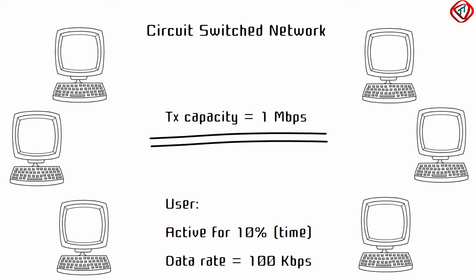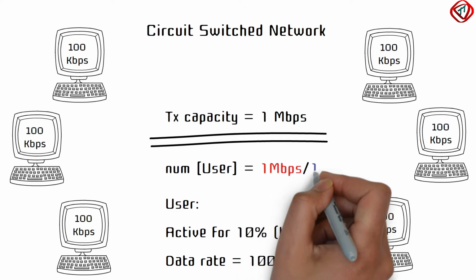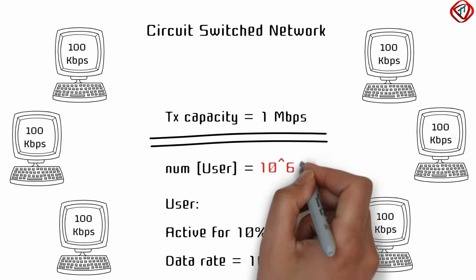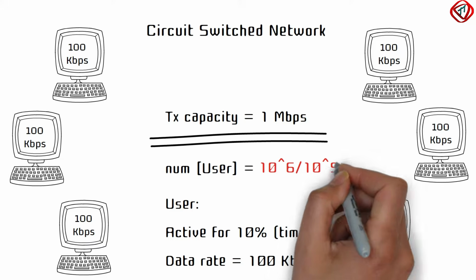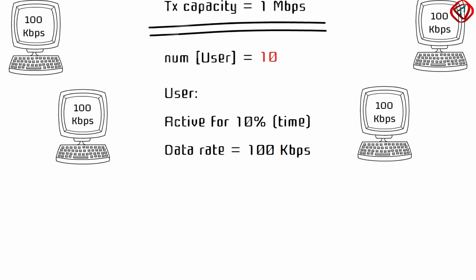With circuit switched networks, the transmission rate of 100 kbps must be reserved for all users. Since the transmission capacity of the link is 1 Mbps, the number of users that can be supported is 1 Mbps divided by 100 kbps, that is 10 raised to power 6 bits per second divided by 10 raised to power 5 bits per second, which is equal to 10. So, circuit switched networks can support 10 users simultaneously.